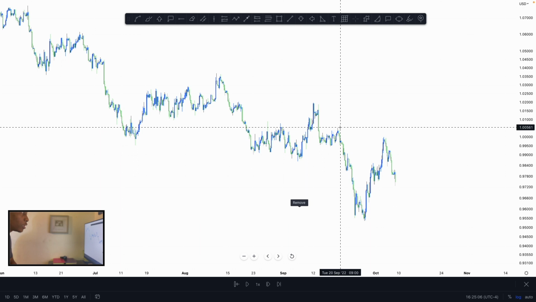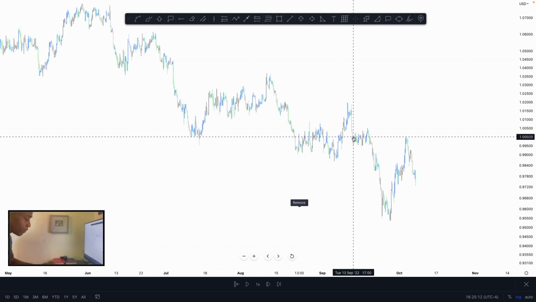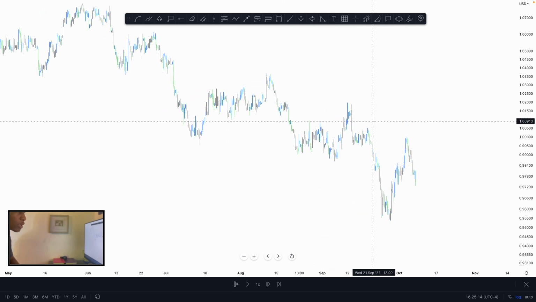I'm here today with another trade breakdown on Euro USD. That's a trade we took last week. Alright, so I'm on the 4 hour time frame, right?